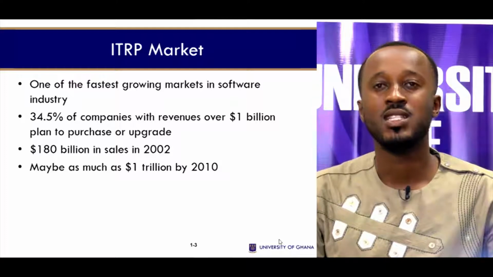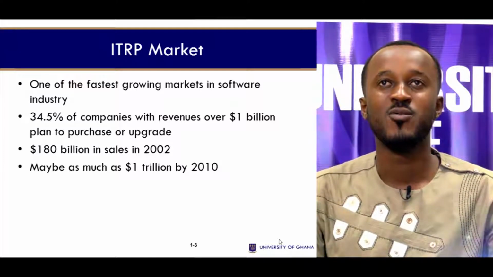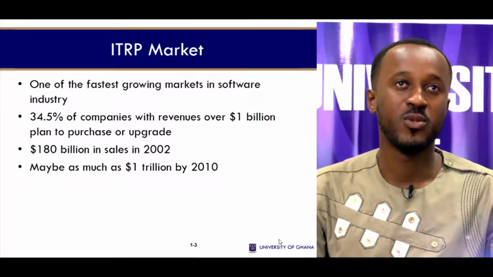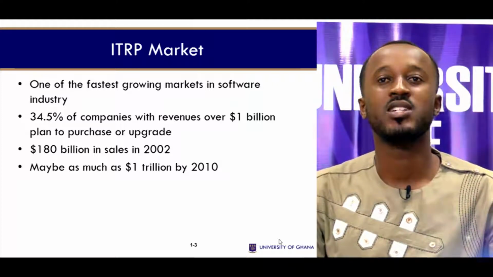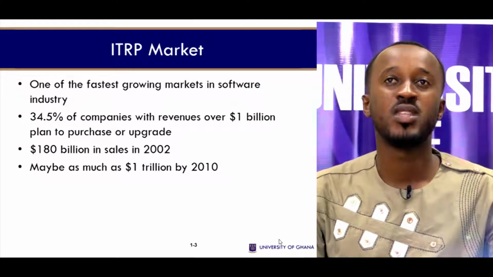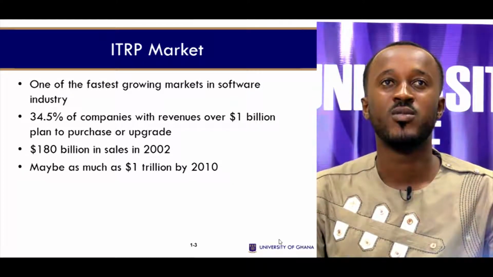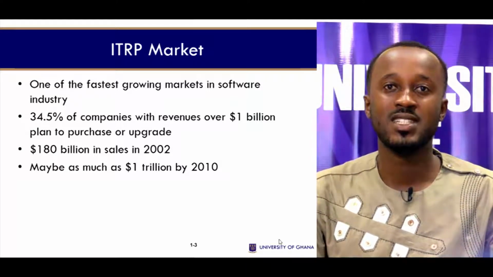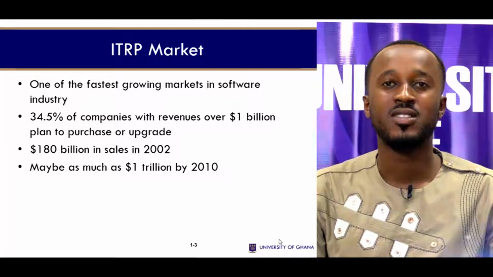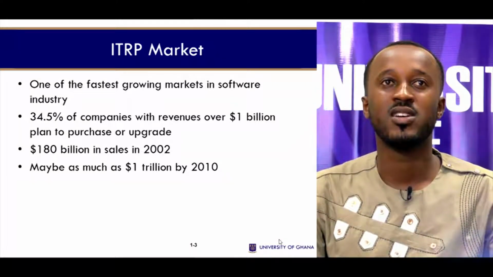So looking at the IT resource planning market, it's been a very fast growing one as far as the software industry is concerned. Research shows that about 34.5% of companies with revenues over $1 billion plan to purchase or upgrade IT resource planning systems which they use in their organizations.